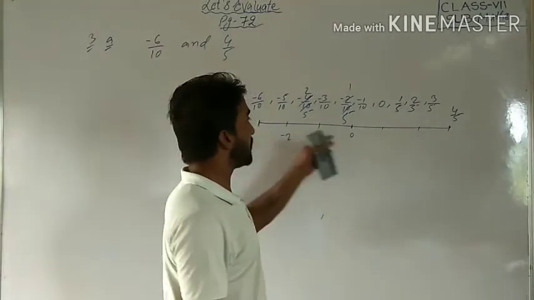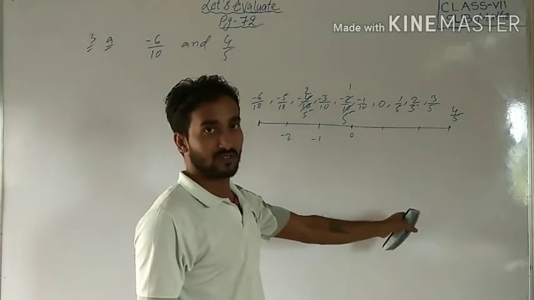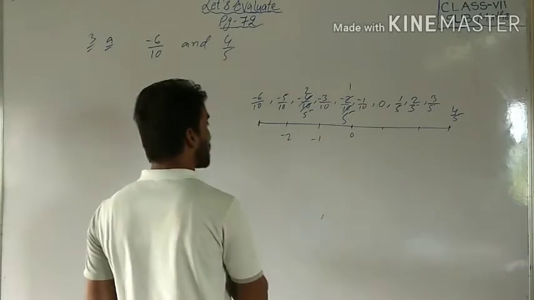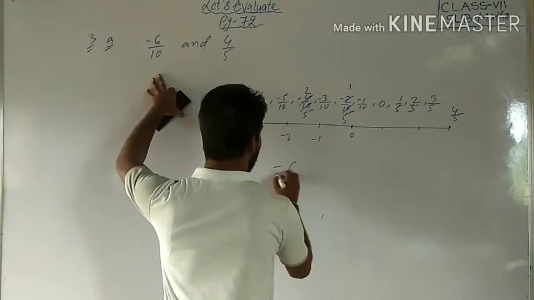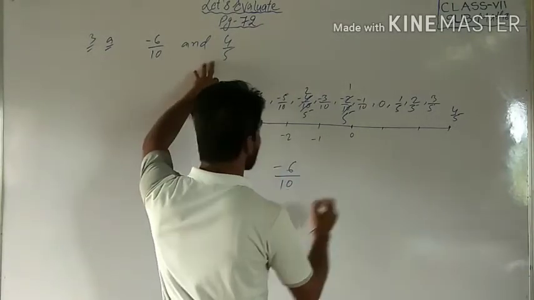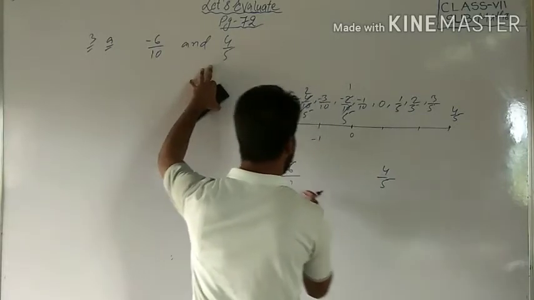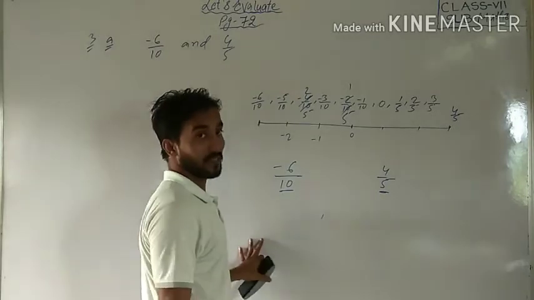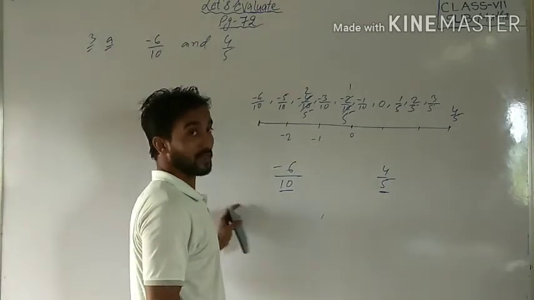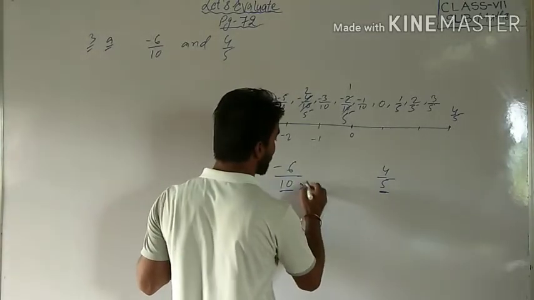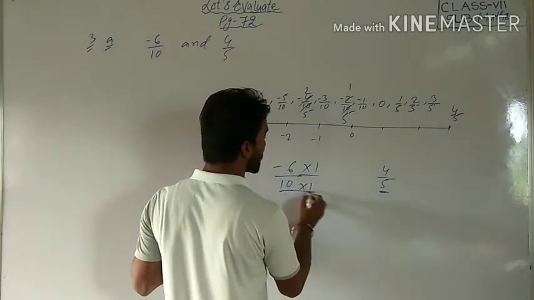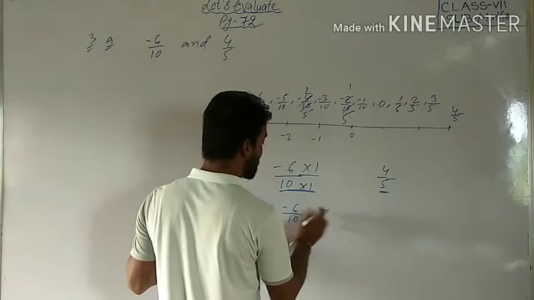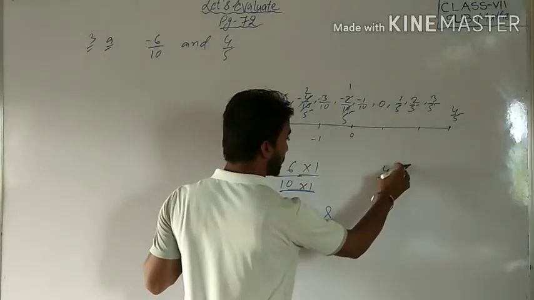So we can divide this on the number line system, okay? Or if you don't want that, make the denominators equal: minus 6 by 10 and 4 by 5. To make denominators equal, what will you do? What will be the LCM of 5 and 10? The LCM of 5 and 10 will be 10. So 10 into 1 means the denominator is multiplied by 1, and the numerator will be multiplied by the same number. Minus 6 by 10 and 4 by 5.